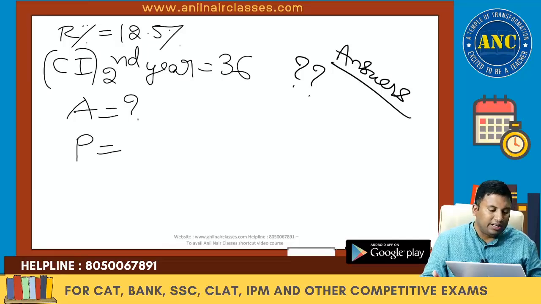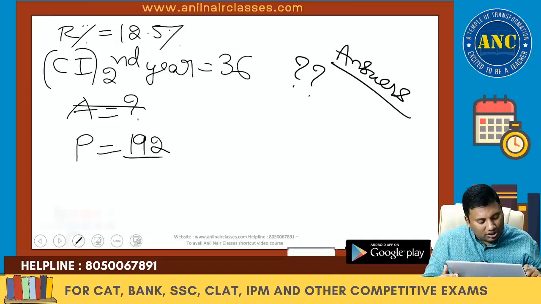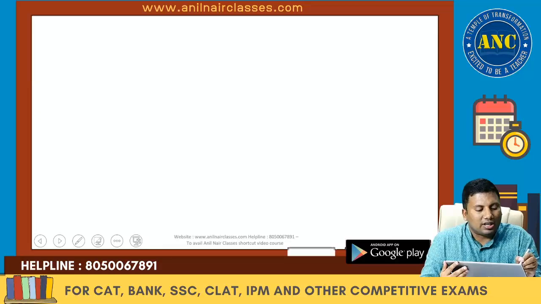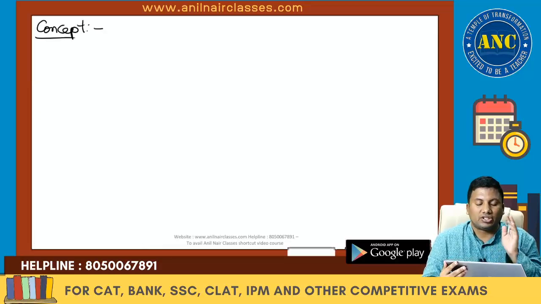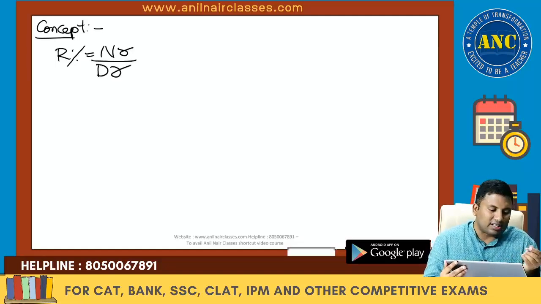Arun says 192 principal. One student said 192. Please write down this logic. Logic, concept. Extremely important concept. If R percentage is numerator by denominator, let us see the two answers I got.